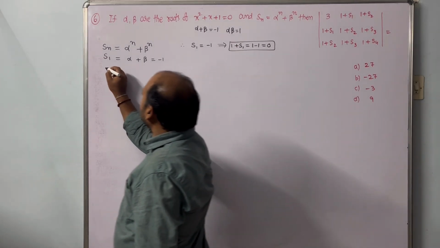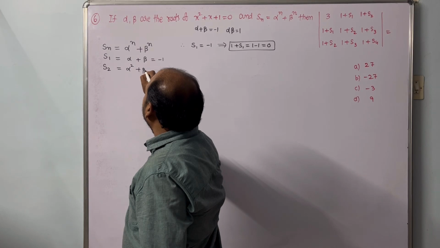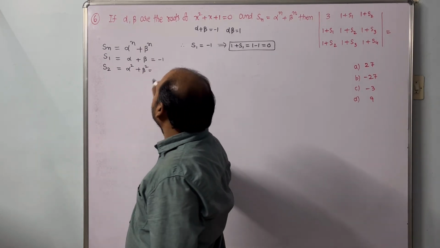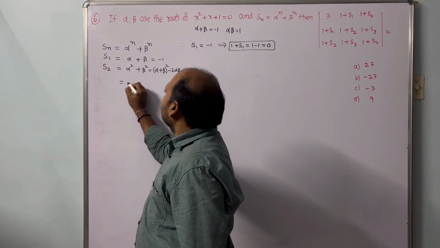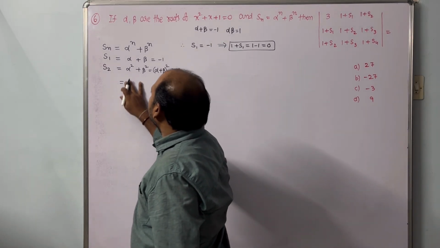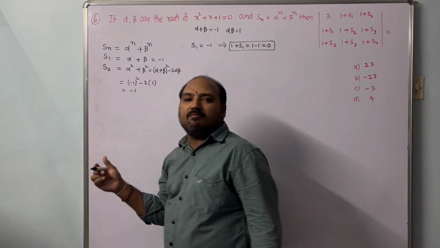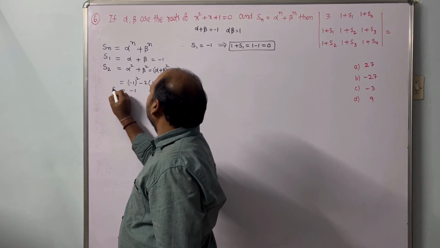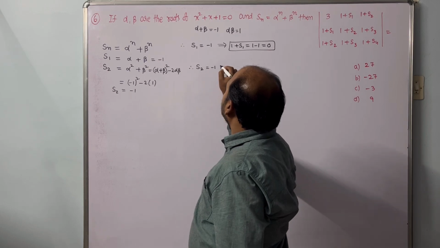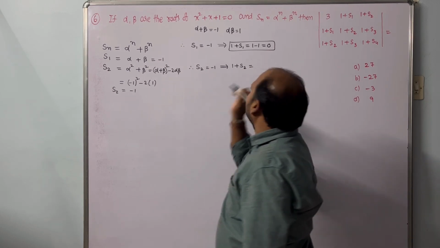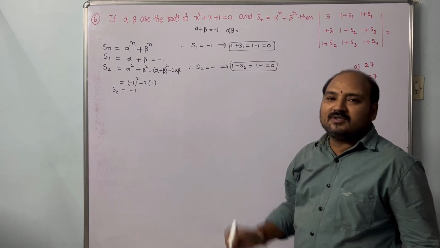1 plus S1 value is 0. Come to S2. That means n is equal to 2. Substitute: alpha square plus beta square. We know the formula for alpha square plus beta square: alpha plus beta whole square minus 2 alpha beta. Both the values we know, dear students. Alpha plus beta whole square means minus 1 whole square, minus 2 into 1. So 1 minus 2 is minus 1. Therefore S2 equal to minus 1. That implies 1 plus S2 is equal to 1 minus 1, that is equal to 0. Even 1 plus S2 value is also 0, dear students.